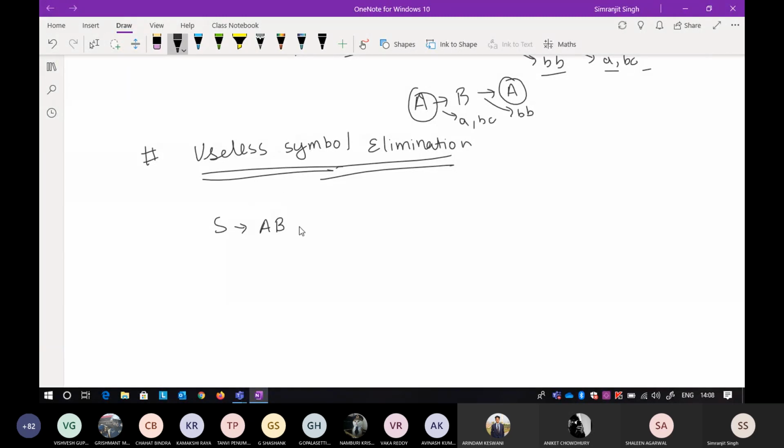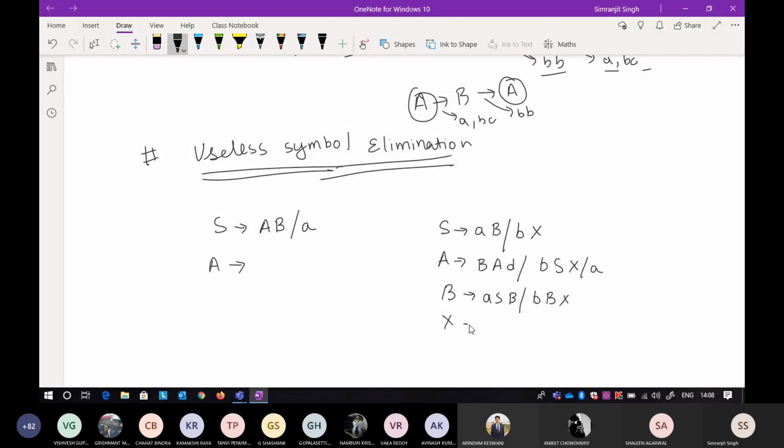Okay, so first start with this one. S tends to AB and then BX. A tends to BAD, BSX, and then A. And then there is B, which tends to ASB and BBX. Okay, so now there is an X.